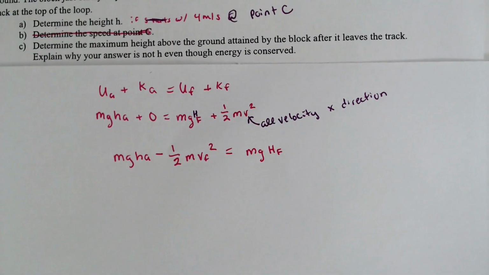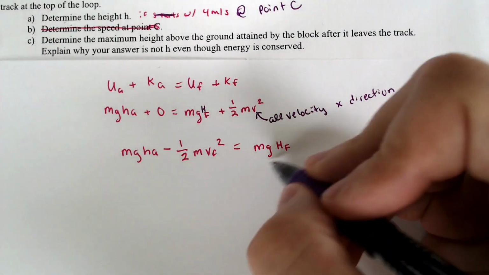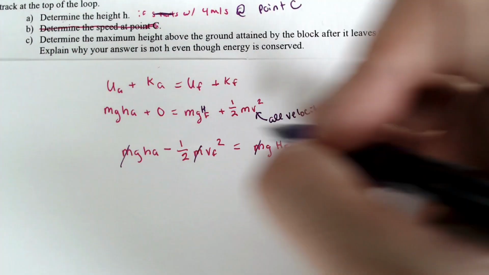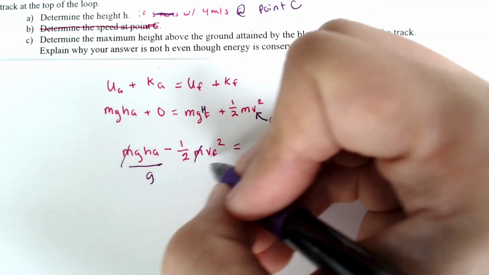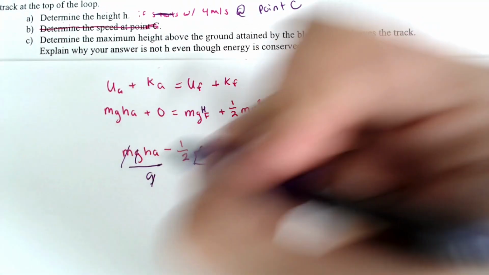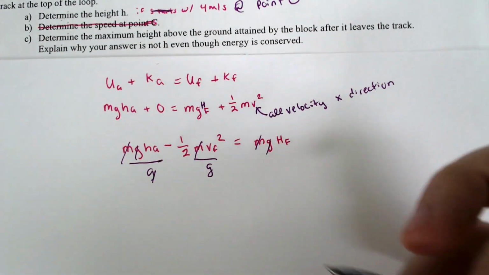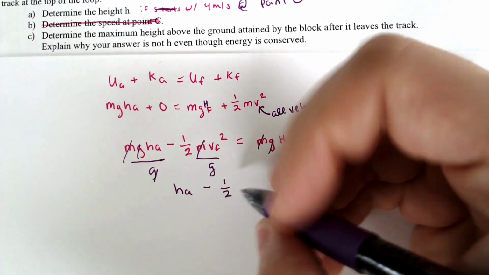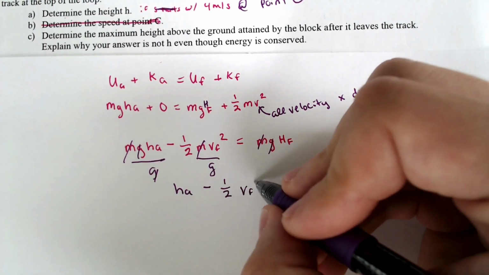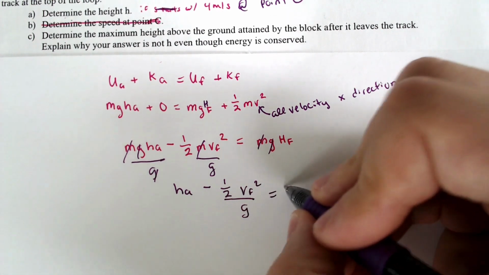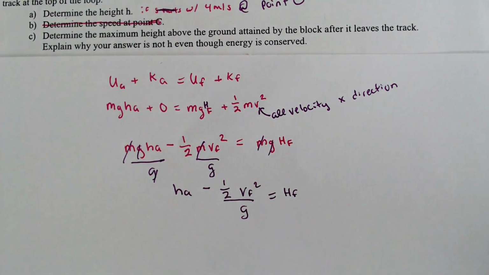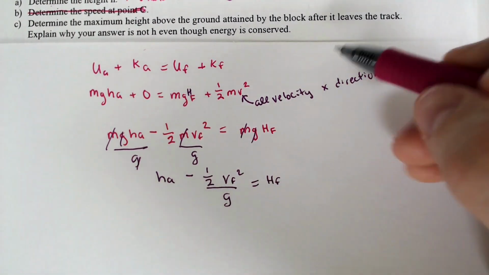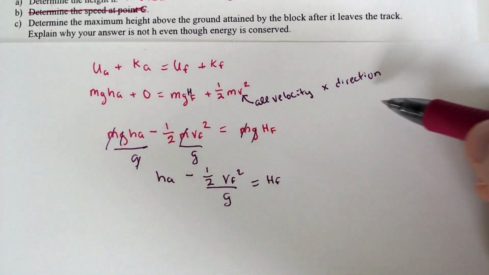All right, running out of room. Divide by mg, the m's will cancel all around. So we would divide all of this by g. If we divide this by g and we divide this by g, the g's cancel here. And we have h_A minus 1/2 v_f squared over g will equal h_f. That formula kind of looks like the one we just did. We're going to plug in everything we got, and remember that all of the velocity is in the x direction.